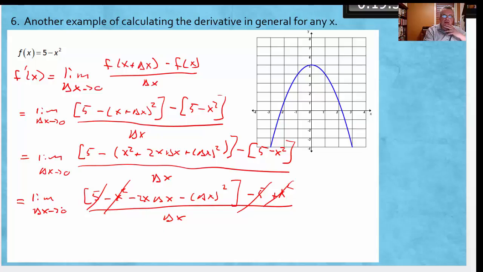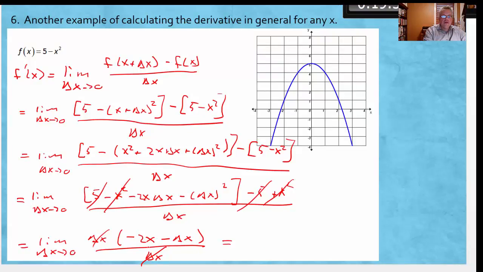And I'm going to factor out a delta x and see what remains. So this is the limit as delta x approaches 0 of delta x times minus 2x minus delta x all over delta x. Those cancel, and I'm left with the limit as delta x goes to 0 of minus 2x minus delta x. Wow. And as delta x goes to 0, that's gone. It's just minus 2x. Holy cow.